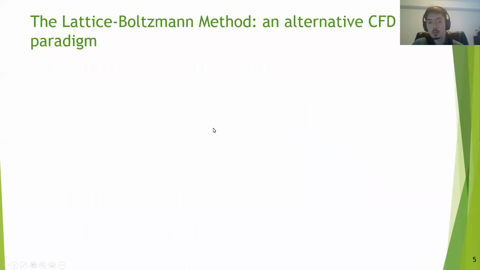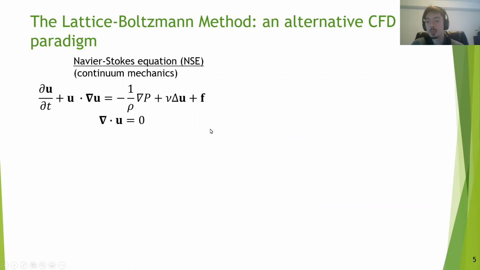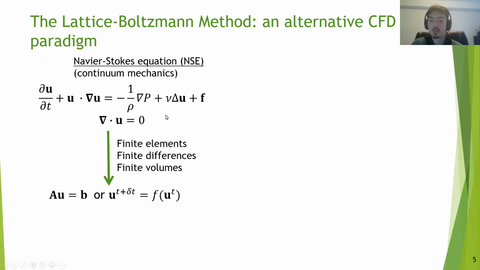So here I'm going to present to you the Lattice-Boltzmann method. It is an alternative CFD paradigm to solve the Navier-Stokes equation. Usually, with the continuum mechanics assumption, a momentum balance is derived for a fluid element. Then it is discretized with a finite element, finite difference, or a finite volume method, and the flow field is recovered, usually through an implicit scheme by solving a matrix equation. And then we recover the flow field.